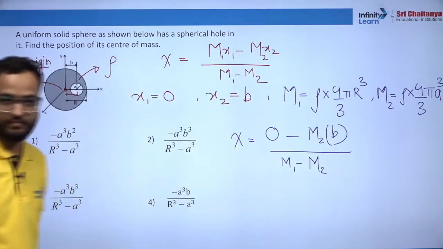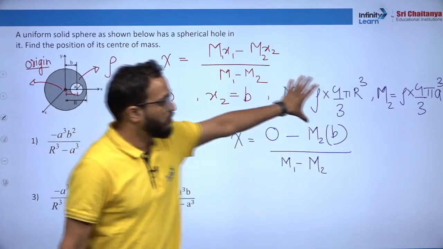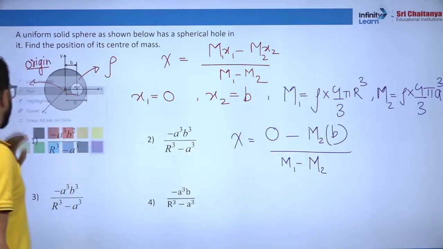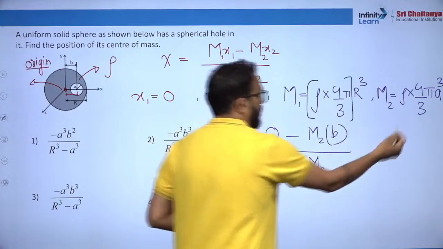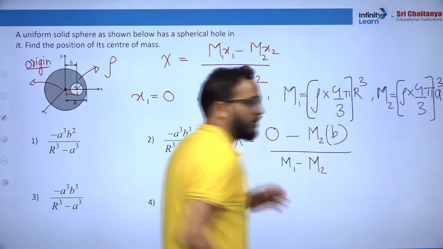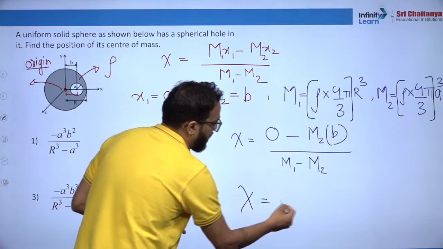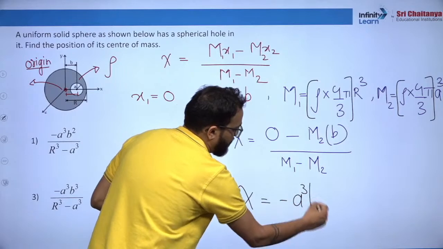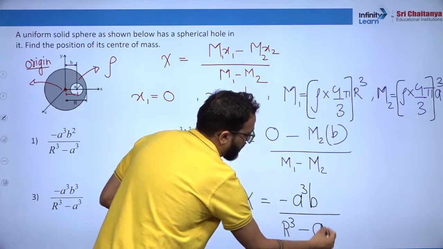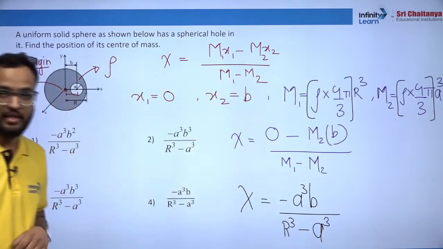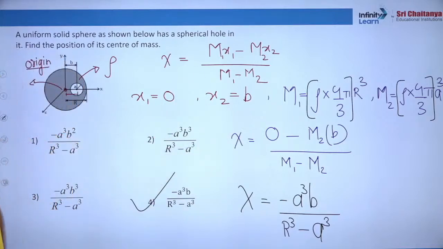m1 minus m2, right? So clearly see that if I take rho into 4 by 3 pi, this particular portion being a constant will cancel out, because once I put these values, this portion is constant. So it is constant and common in the numerator and denominator both. So it will get cancelled out. So directly I can say it will be minus a cube b upon r cube minus a cube. Did you understand? So which of the following options is matching? Fourth option is matching. Did you understand, students?